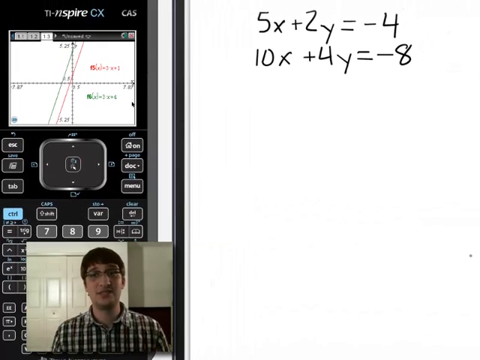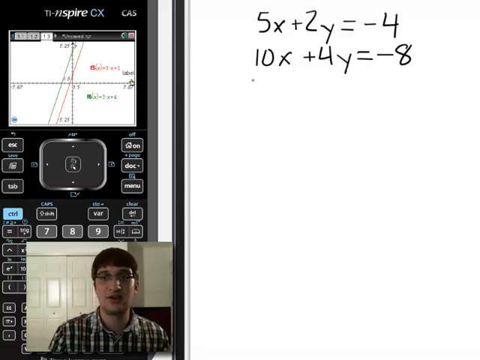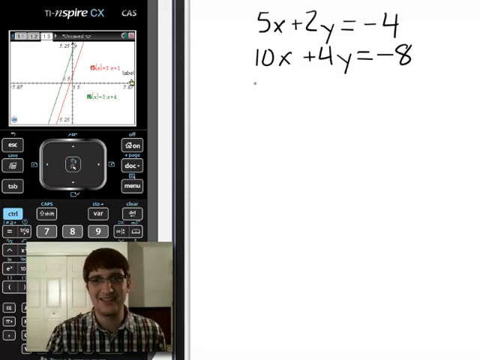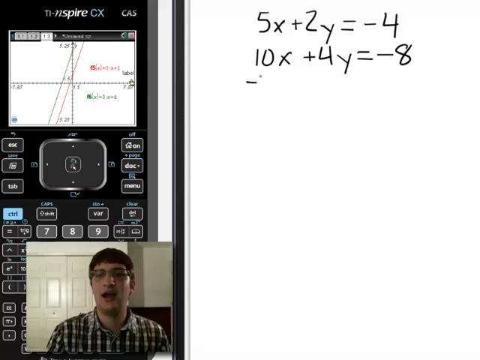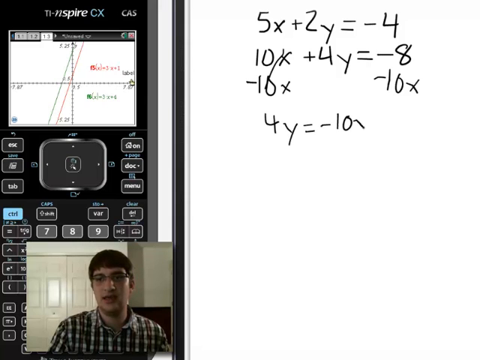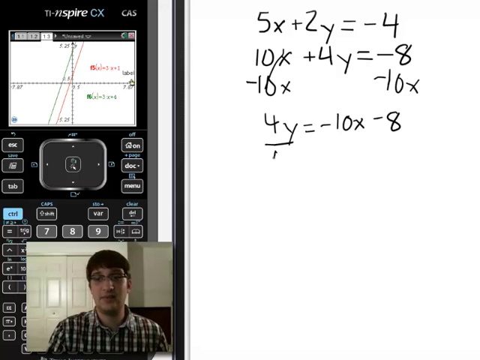5x plus 2y equals negative 4, and 10x plus 4y equals negative 8. Making me work today. Let's move this 10x over. We'll start by getting y by itself. So negative 10x on both sides. I got 4y equals negative 10x minus 8. I'm going to divide each side by 4 now.